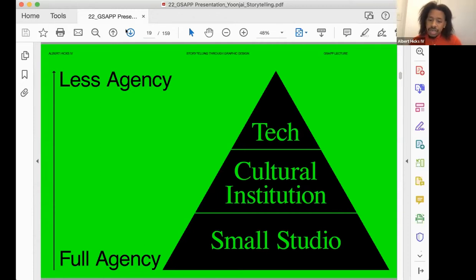And if you take a look at the pyramid, it really suggests that this cultural institution was more of a balance between the two, and tech was the place where I felt there were more structures and political reasons why my voice was a bit stifled. But with that being said, anytime I talk about this sort of hierarchy, there's always that inevitable question of money that comes involved.